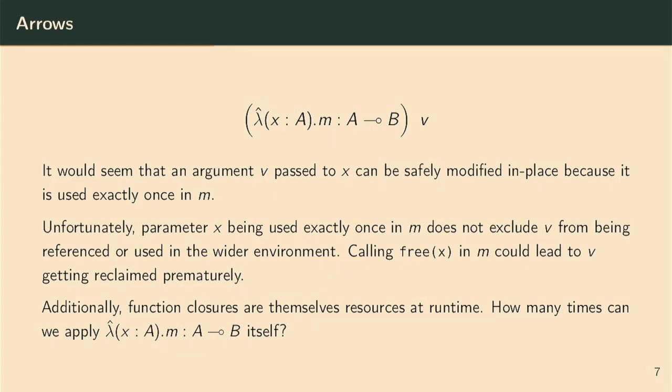So if we were to call a mutating function like free inside of m itself, then this could lead to the value v getting reclaimed prematurely, and you can run into different kinds of bugs. Additionally, function closures like the lambda expression themselves are resources at runtime. So how many times can we apply the linear lambda expression itself? So these are the questions that we would like to address.